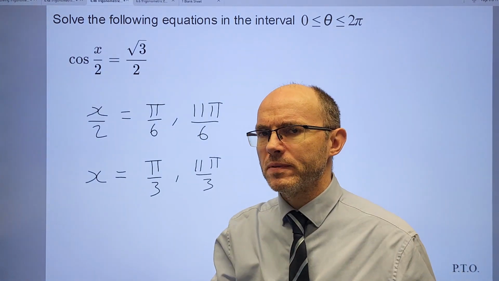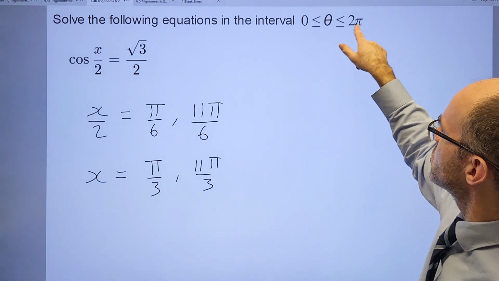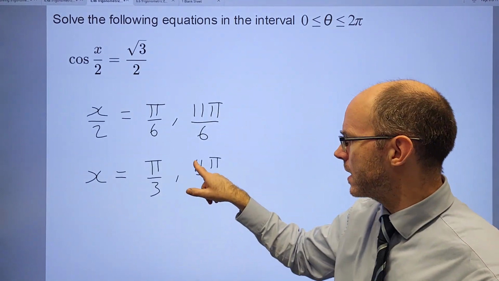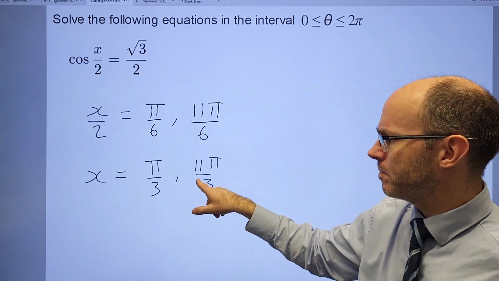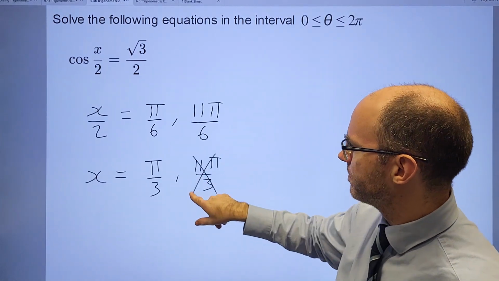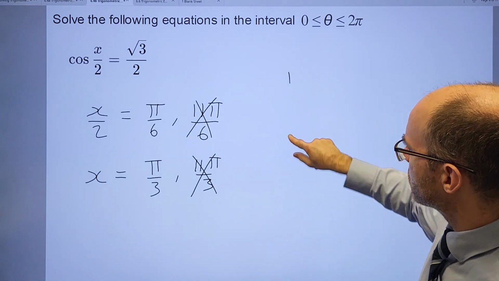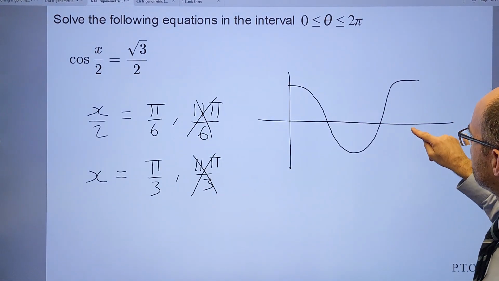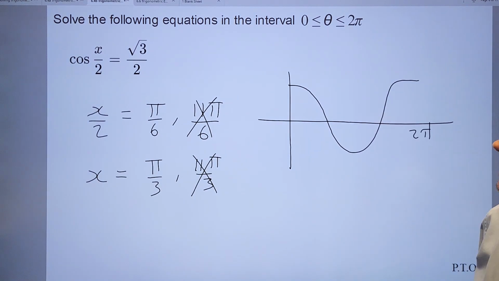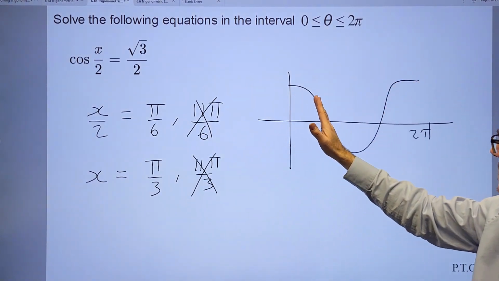But hang on, the interval is between 0 and 2 pi. Surely that's beyond it, because 11 thirds, that's well over the number 2, isn't it? Okay, so that one's actually not needed. So what's happened here? So with the cosine graph, here we go, between 0 and 2 pi, because we're doubling everything now, all these figures here get doubled.